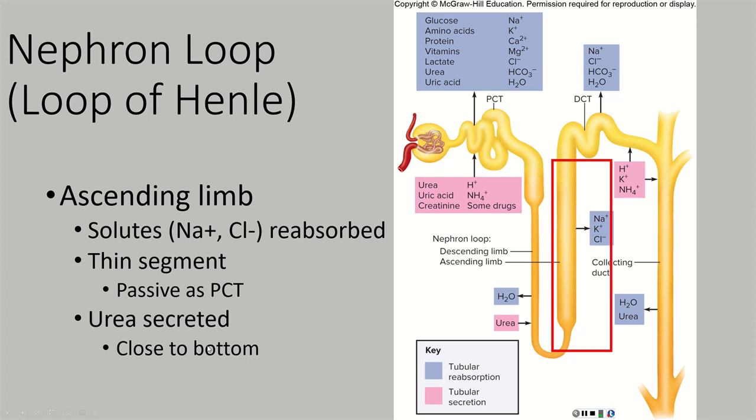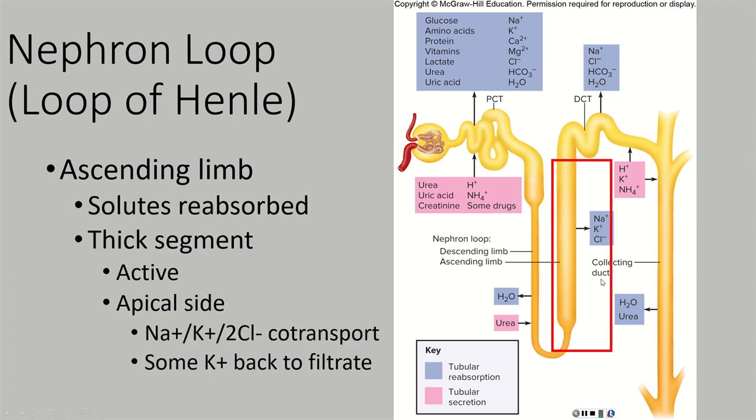But urea is also being secreted, and it's being secreted down here towards the bottom, really on both sides. It shows it over here on the descending limb, but it's happening on both sides. Urea is being secreted into the filtrate.